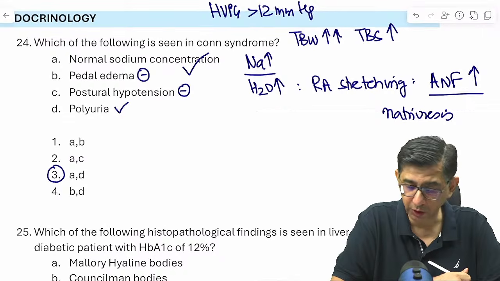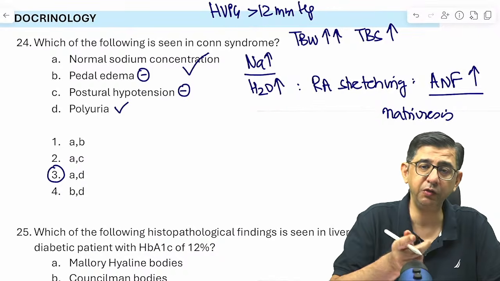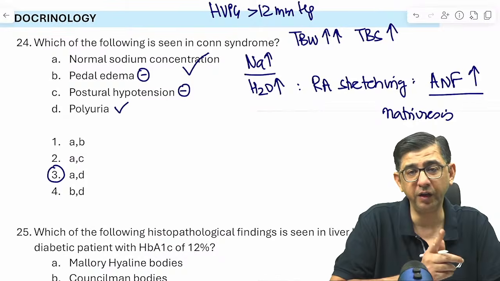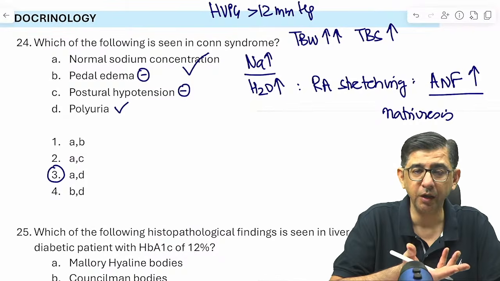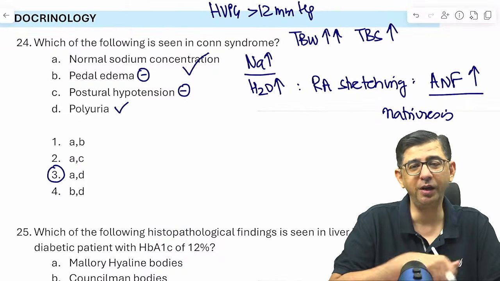Yes. No, there would be no pedal edema present in this patient. Pedal edema is a feature that is seen in secondary aldosteronism. Like a PIH lady, a pregnant lady, we always start with pedal edema, elevated blood pressure, but Conn does not have pedal edema. Why?